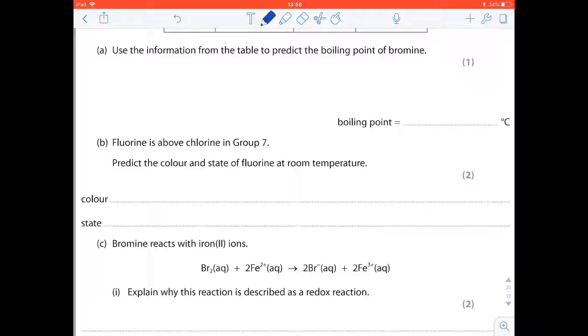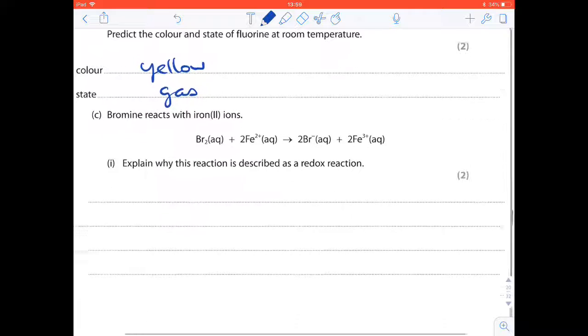I need to know that fluorine here is a yellow gas, which is an easy 2 marks if you knew it.